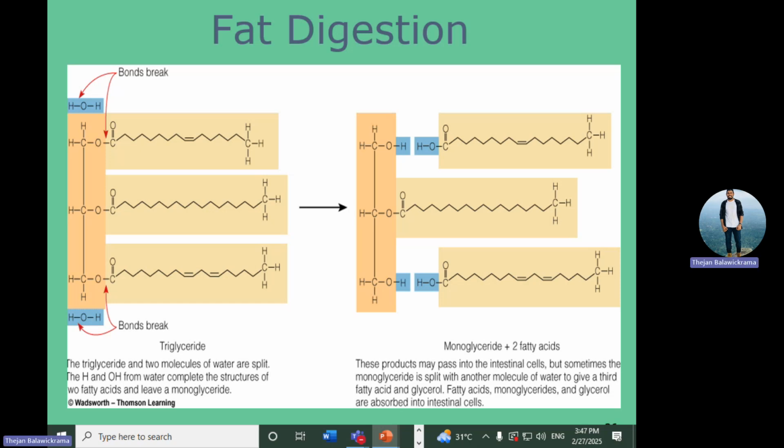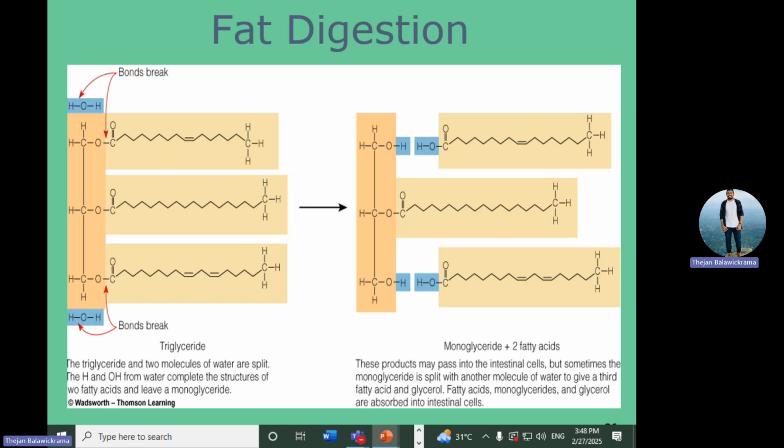For breaking one bond, we need one water molecule. There I'm breaking two bonds, top one and bottom one. We need two water molecules. Complete hydrolysis means we are breaking all the three. Then we need three water molecules. Clear? We need three water molecules.